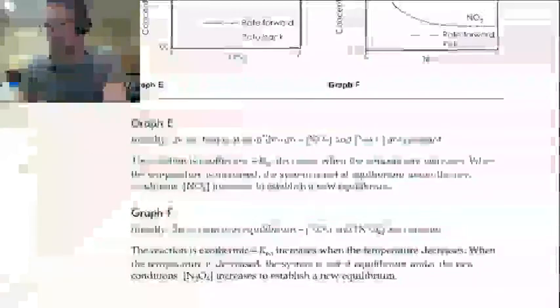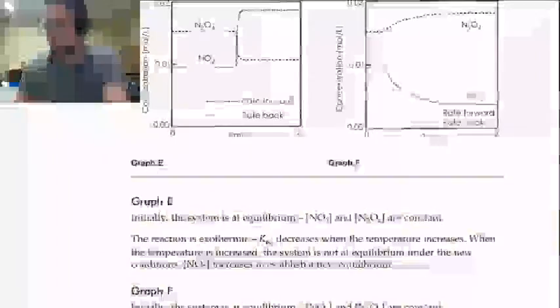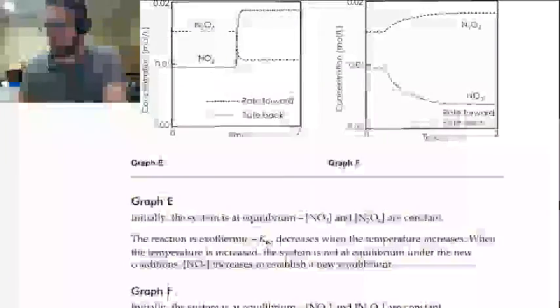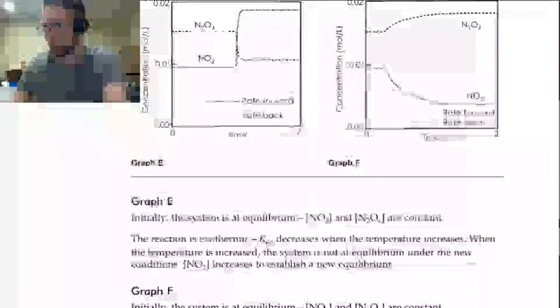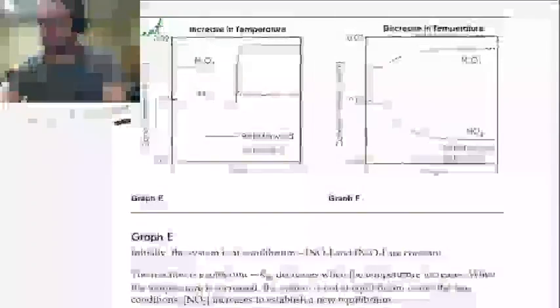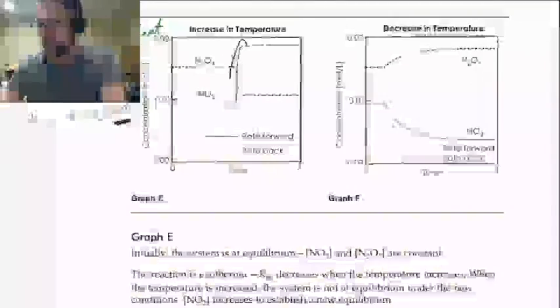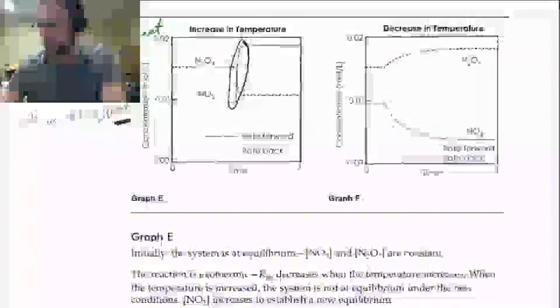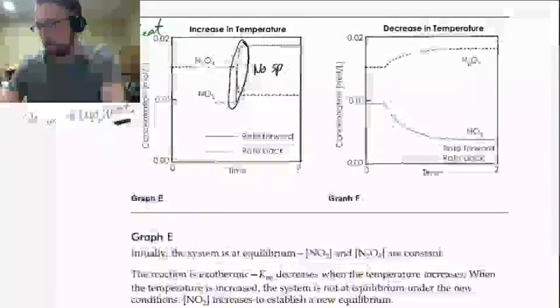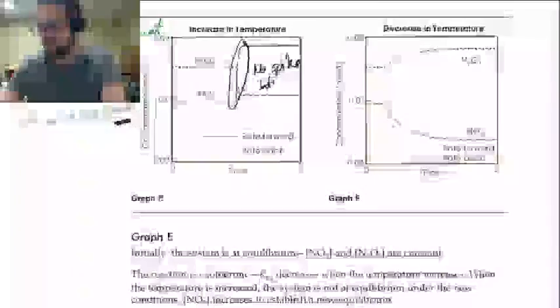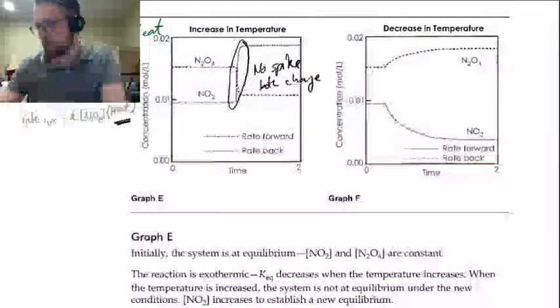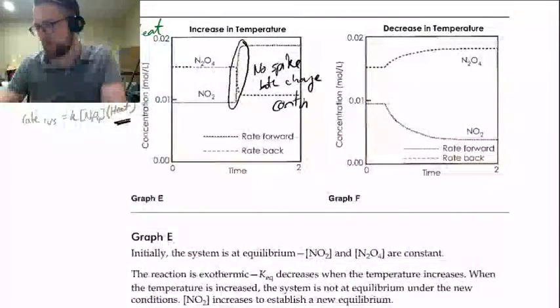Let me just see. The reaction is exothermic, so Keq decreases when the temperature increases. When the temperature is increased, the system is not at equilibrium under the new conditions, and the NO2 increases to establish a new equilibrium. So this is one way you can identify a temperature change: notice there is no spike. So no spike, both change continuously together.